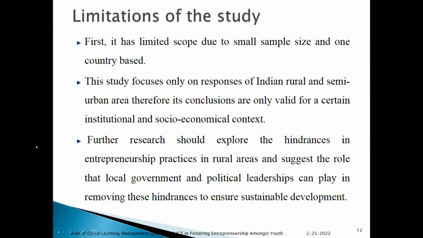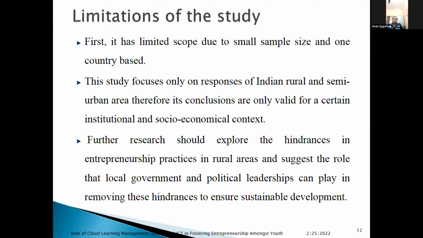First, it has a limited scope due to its small sample size and one-country base. A future study can be carried out to find out how the latest innovations such as artificial intelligence, cloud computing, 5G, blockchain, quantum computing, etc., can affect entrepreneurship, with a similar study by further students with various samples.